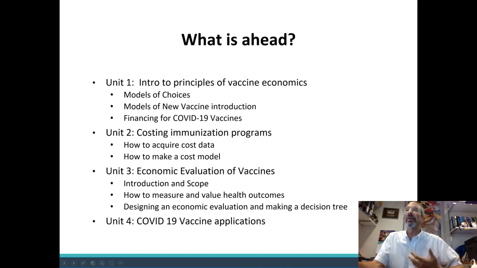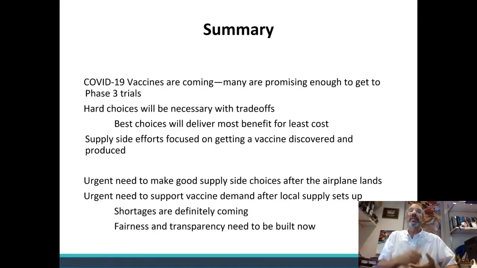So, in summary, in this lecture, what have we covered? The good news is that it really does look like COVID-19 vaccines are coming, and many of them are in phase 3 trials that should be ending within the next 2, 3, 4, 5 months. Hopefully, very confidently, we will have vaccines that have safety and efficacy. We'll have to make some hard choices because we will not have enough of them for several months. We want to make choices that deliver the most benefit for the least cost, but that benefit might include the benefit of fairness. Not just the benefit of numbers of people.